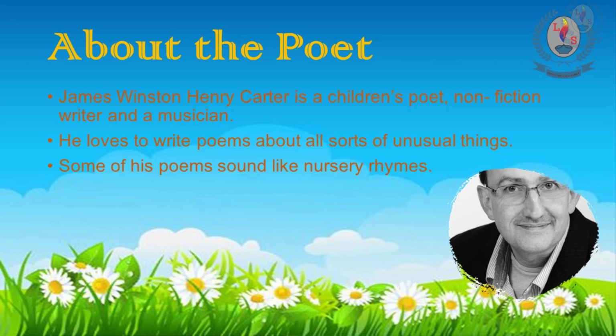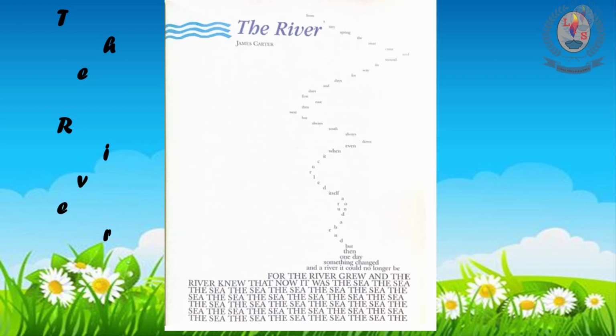Today we are going to discuss one of the concrete poems which was written by this famous poet James Carter. Now we will move to the poem. What is the title of the poem? The River. Now, by looking at the poem, can you identify that the structure of the poem is also like a river? First of all, tell me, what is a river? A river is a large natural stream of water flowing into the sea.